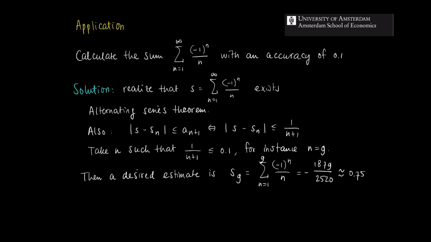Then what we later see is that we can keep on calculating and forming more accurate approximations in this way, but it's still not an exact value. Later on, we will see that actually the value of this sum is minus the log of 2, which is approximately minus 0.69.